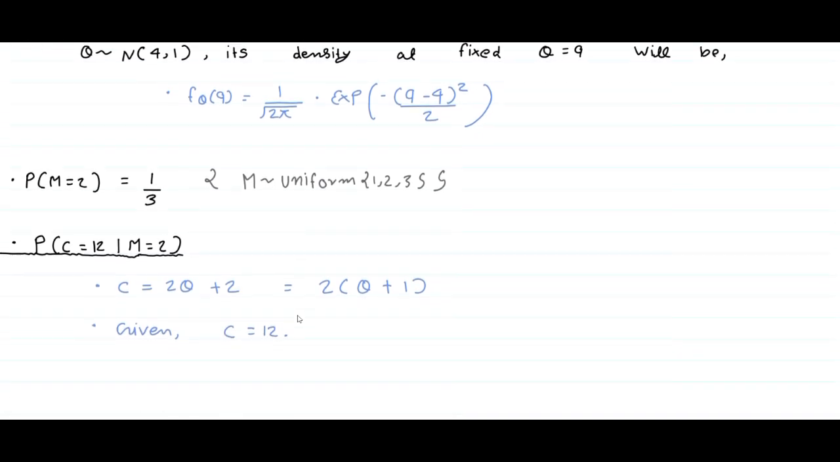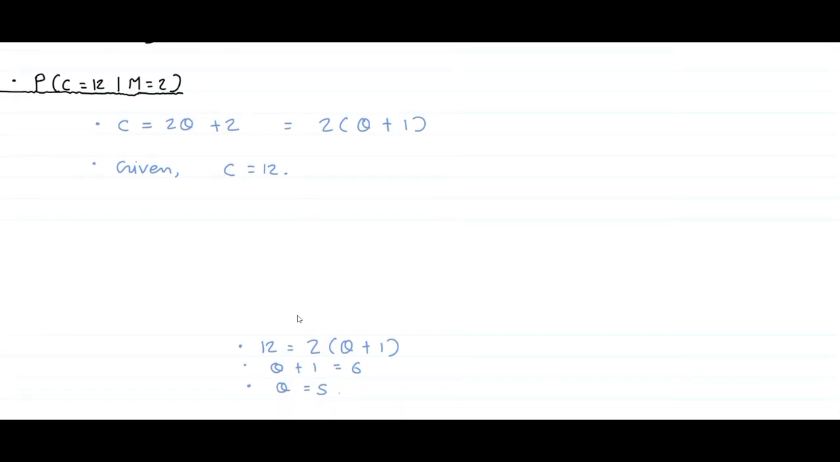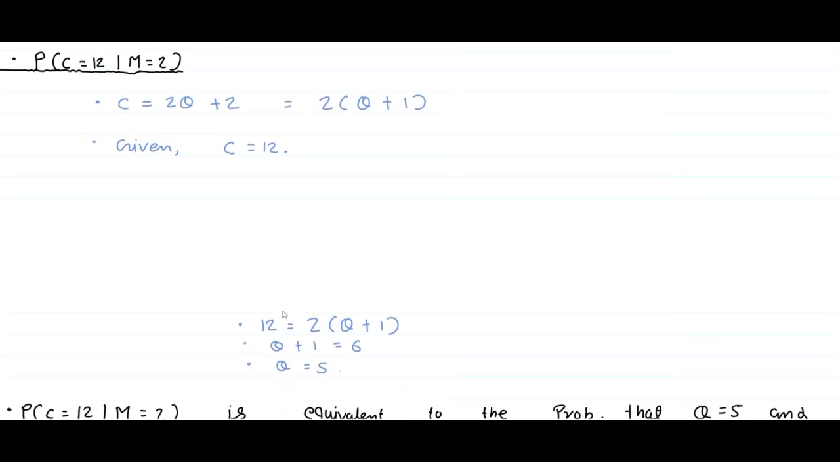Let us now find the probability of C equal to 12 under the condition M equal to 2. First, let us find the value of Q using the production formula, which is C equals M times Q plus 1. Here our C is 12 and M is 2. After putting these values in the formula, the value of Q for the probability of C equal to 12 under the condition M equal to 2 will be 5.